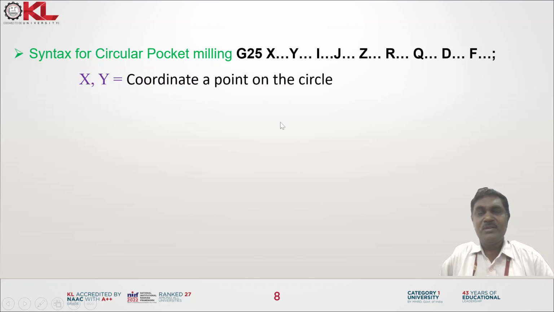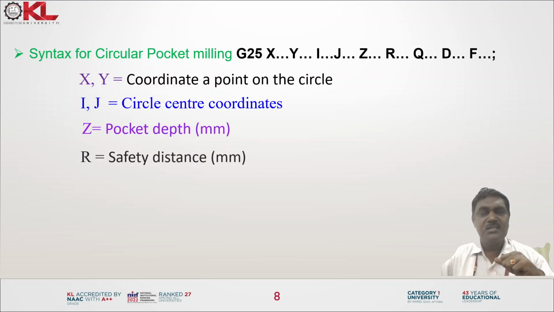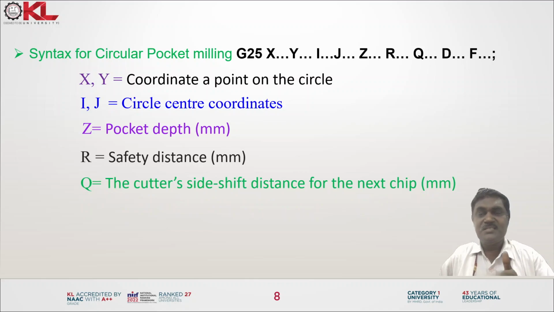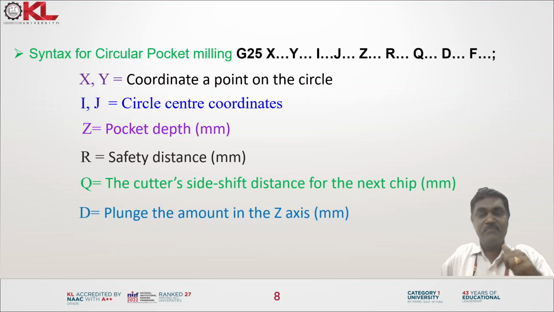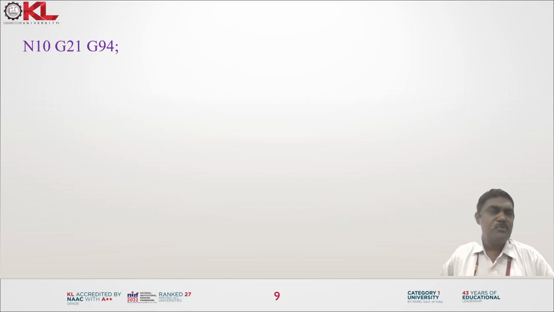X and Y are the coordinates of a point on the circle. Any point on the circle you can take, and mention its coordinates as X and Y. I and J indicate the circle center coordinates, and Z is the pocket depth, how much depth you want. R is the safety distance above the workpiece. Q is the cutter's side shift distance for the next pass, and D is the plunge amount in the z-axis, how much it goes in each time. F is the feed, the progress in mm per minute.